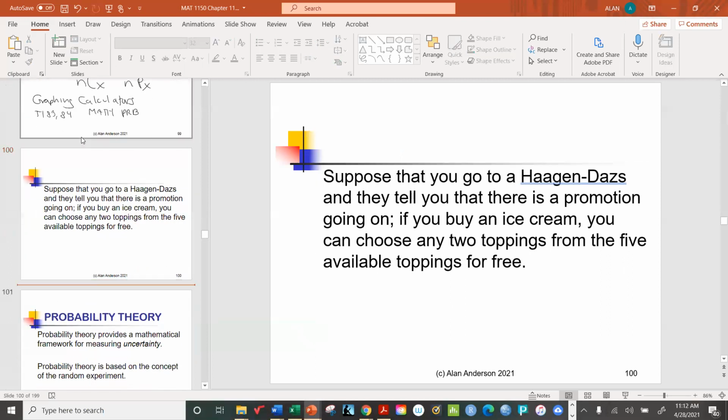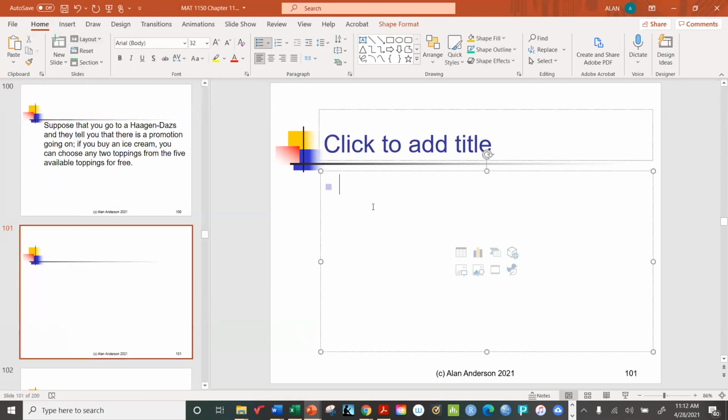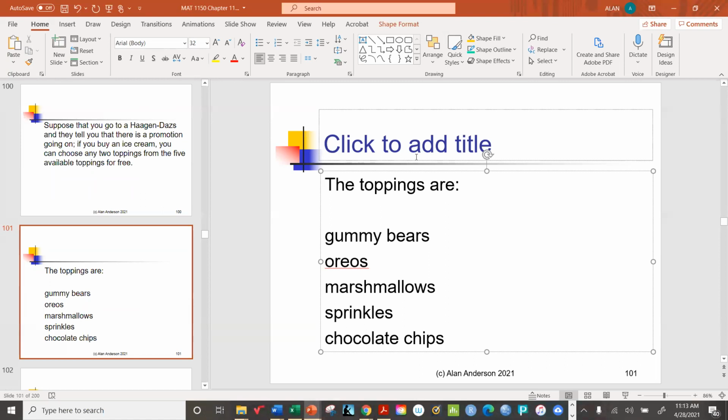And let's just say that the toppings are, let's try gummy bears, Oreos, marshmallows, sprinkles, and chocolate chips. Now the question is, how many different choices do you have?